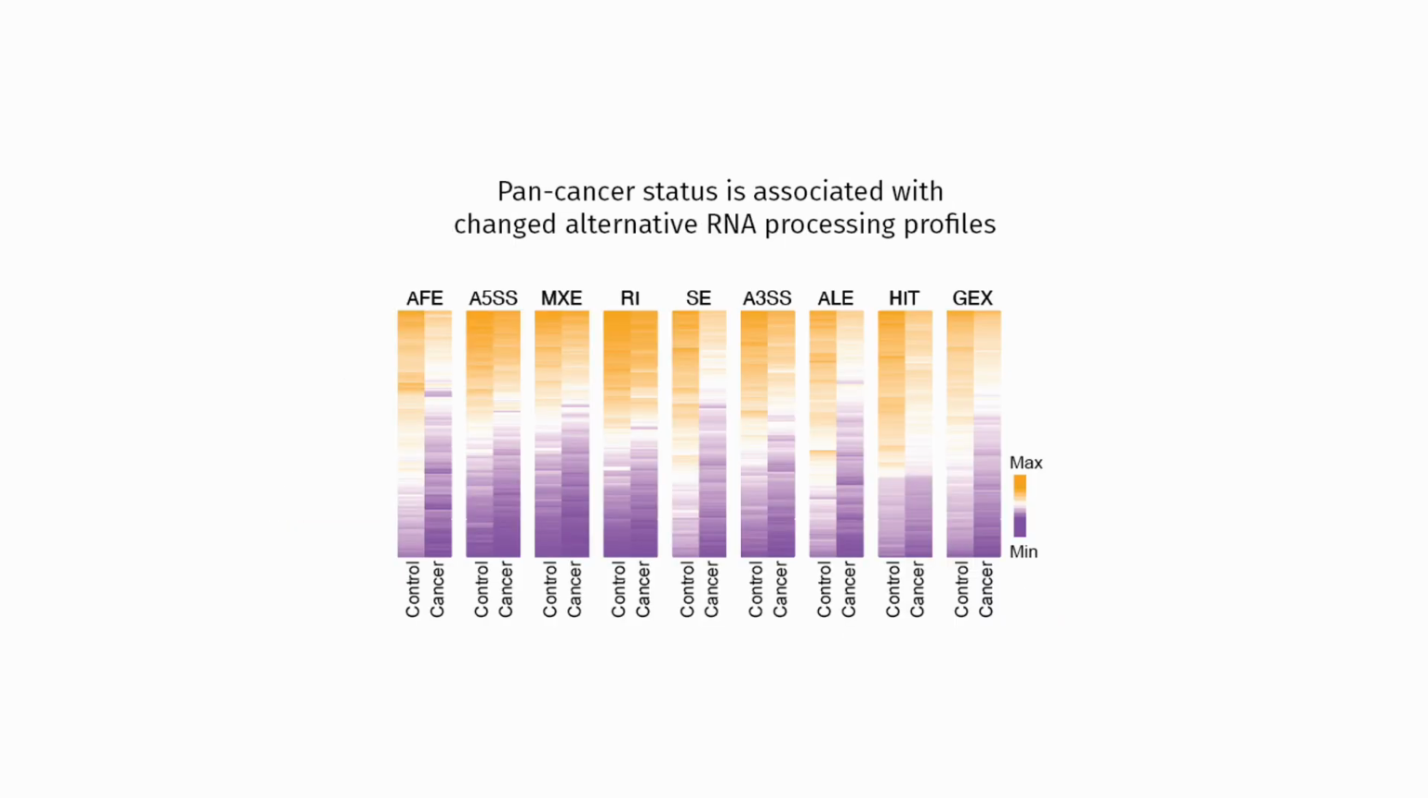So, as is known already, I just want to show that pan-cancer status is heavily associated with changed alternative RNA processing profiles and changed gene expression profiles. So here I'm just showing that there are signatures across control and cancer types that have large changes in what their max and minimum scores are. And here I just use max and min because I'm showing a mix of different ranges such as psi values, which are from 0 to 1, HIT Index values, which are from -1 to 1, and gene expression values, which are counts.